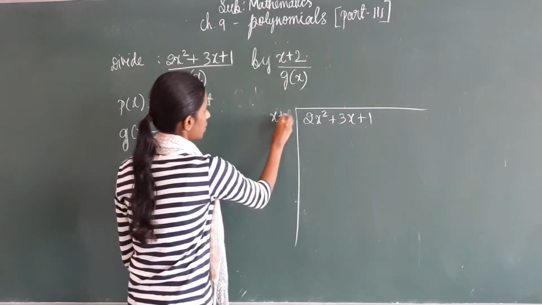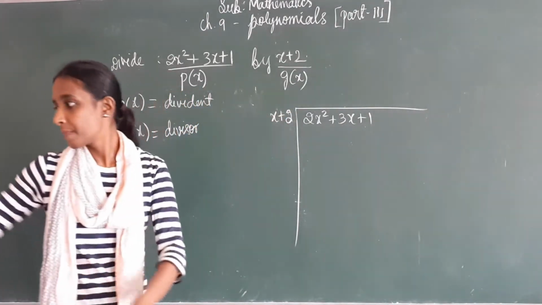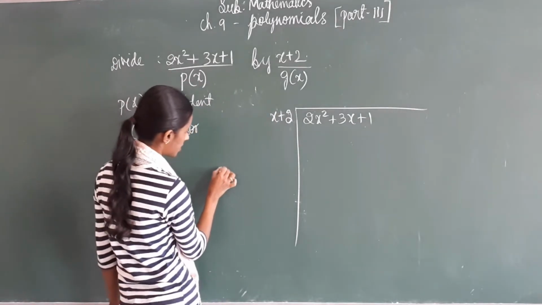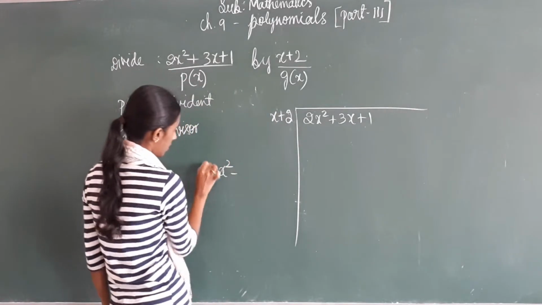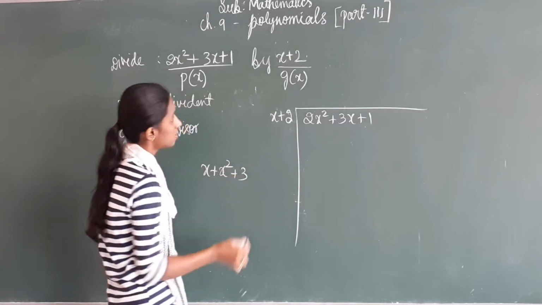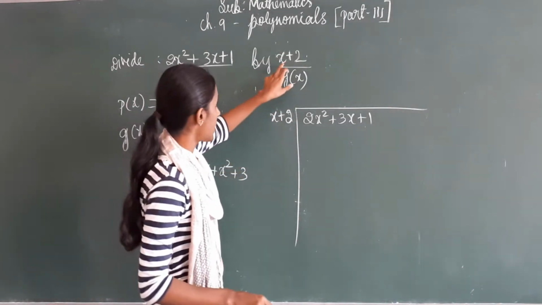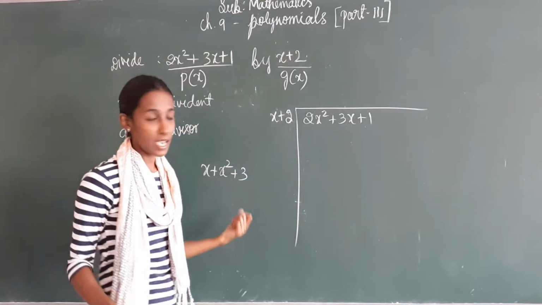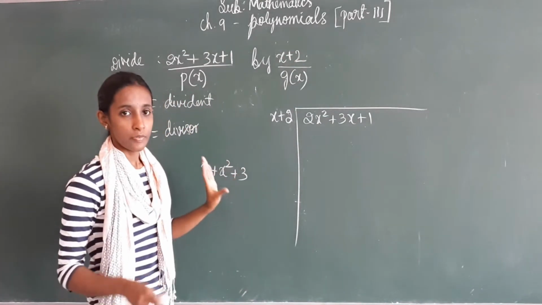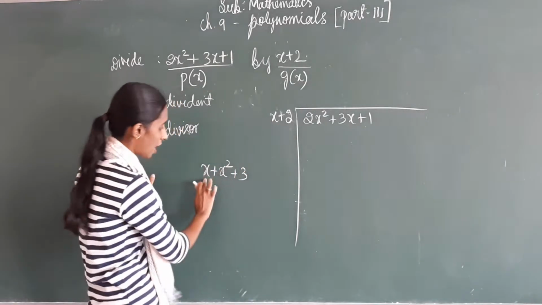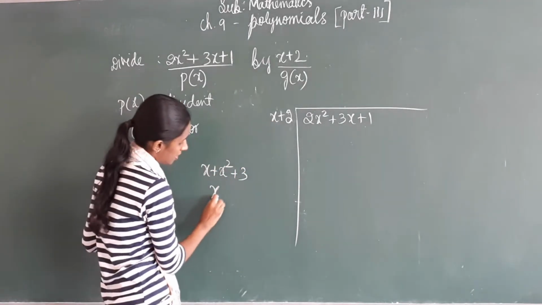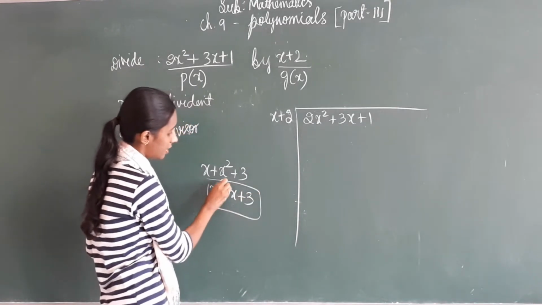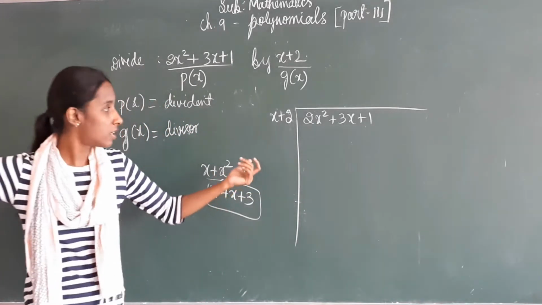So it is x plus 2. In this question it is fine. If they had given this as, say for example, x plus x square plus 3 as the divisor, the first step is to rearrange. That is x square plus x plus 3. First you have to write the highest order only. Hope you have understood.